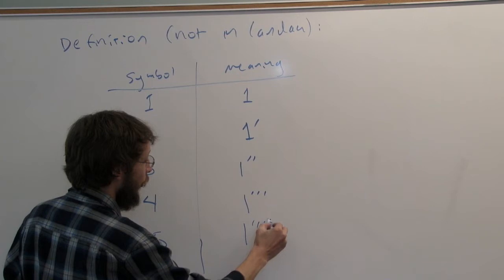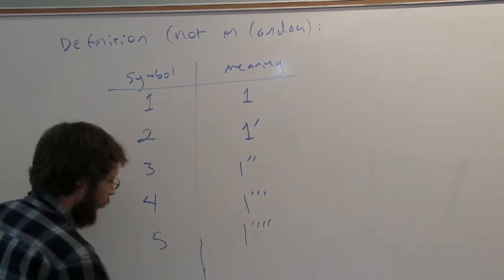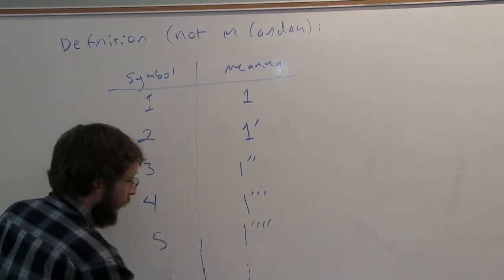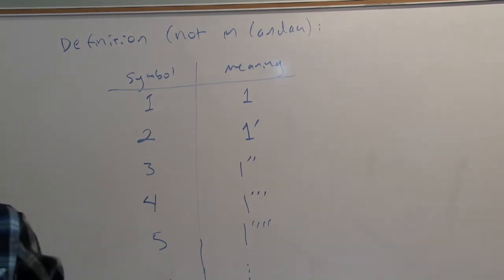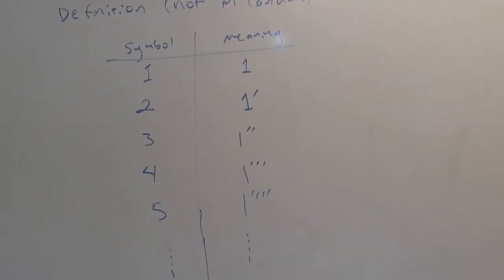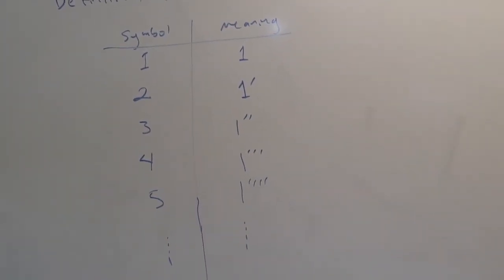1, 2, 3, 4, 5. Okay? And you just continue that pattern. And you now have essentially the natural numbers, right?